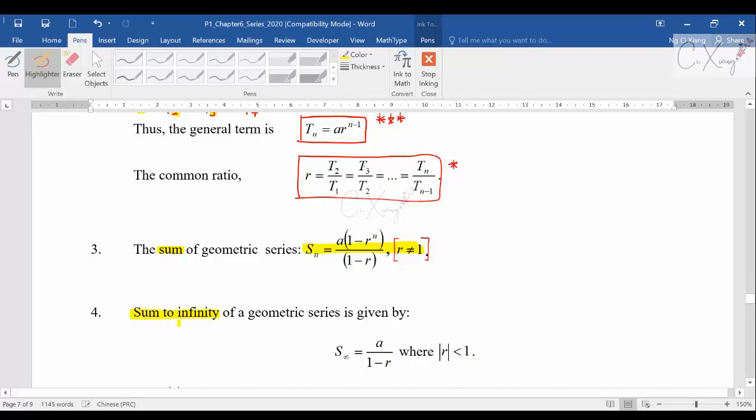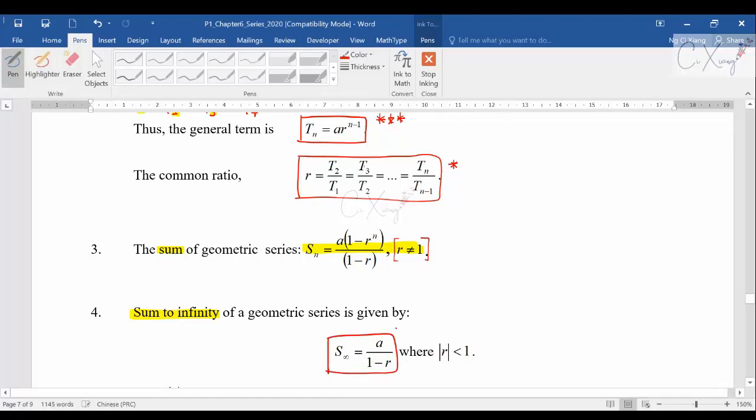Alright, so we are having this sum to infinity for only a geometric series. If, let's say, you're having an arithmetic progression, there's no such thing as sum to infinity. Okay, so we are having a geometric series here. To get the sum to infinity for a geometric series, it is S infinity equals A divided by 1 minus R. So this is another formula that you should remember.